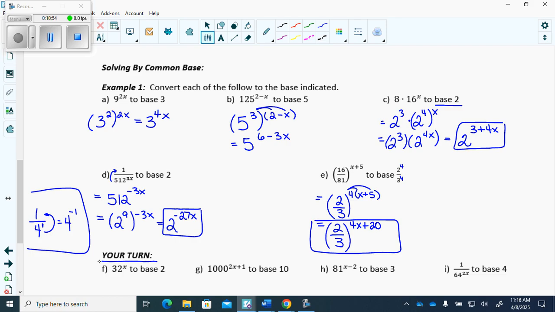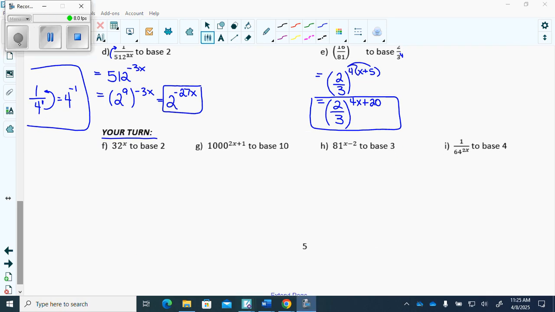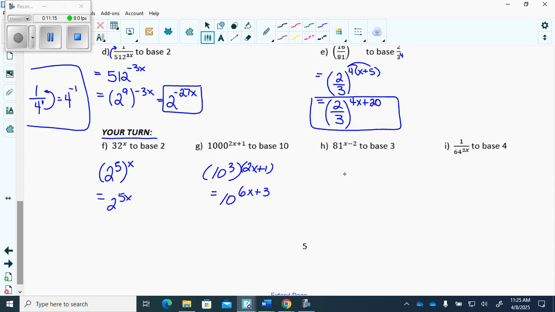This says your turn. So your turn. Go. Quickly. Base 2, this would be 2 to the 5 to the x equals 2 to the 5x. 1,000 is 10 to the 3, 2x plus 1, which you have to remember to distribute through. So you get 10 to the 6x plus 3. 81 is 3 to the 4, x minus 2. So you get 3 to the 4x minus 8.